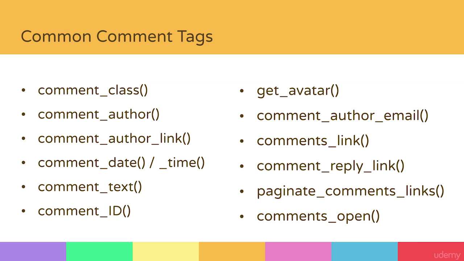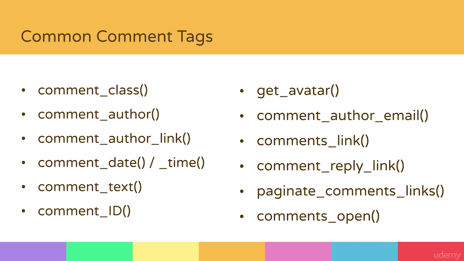There's also excerpt, which isn't listed here. I don't usually think it's helpful, but in some cases it is. We could put out the comment ID, which is different than comment class. It'll just give you the ID, not an ID attribute. And then we could use get avatar to get the avatar or the gravatar of the person, which takes as a parameter the author email or author ID. So we could use comment author ID along with get avatar together.